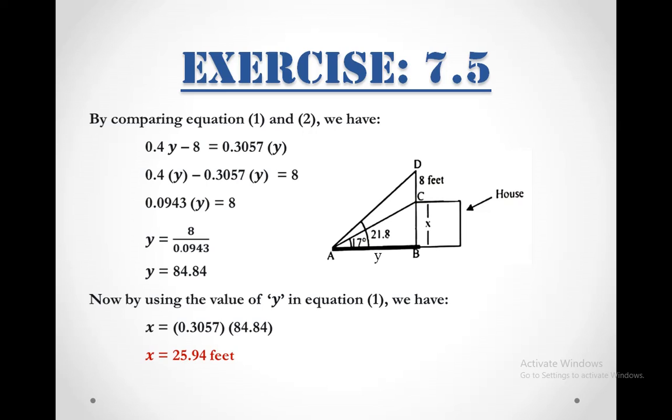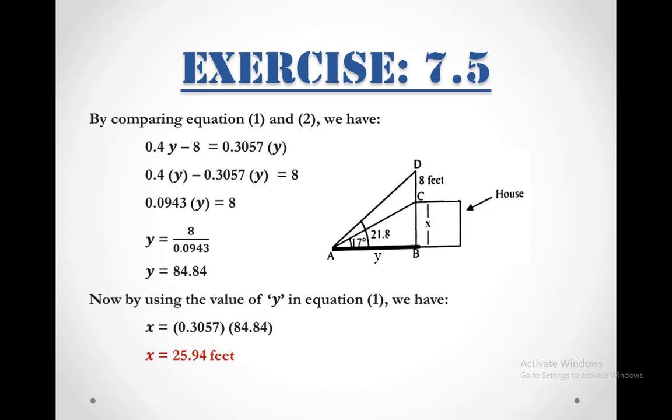0.3057Y. Viewers, 0.4 is larger than 0.3057, so shifting it to the other side, 8 will come to the right-hand side. So in other words, 0.4Y minus 0.3057Y, we are left with 0.0943Y, which is equal to 8. Keeping Y on the left side, we have 8 divided by 0.0943. After division, we have the value of Y as 84.84.